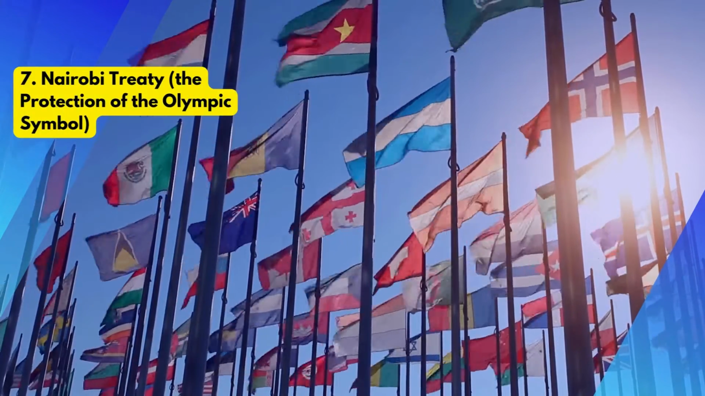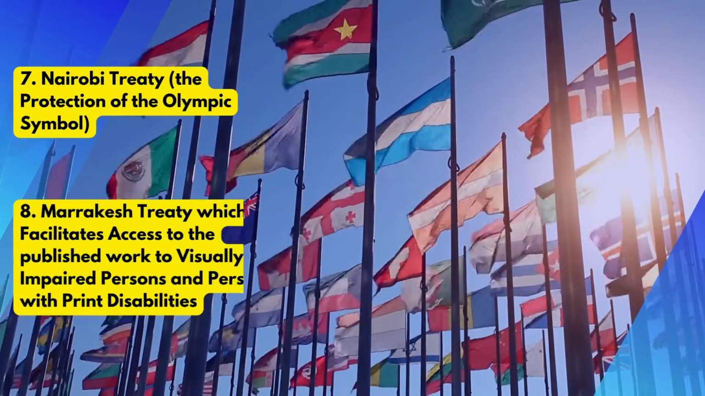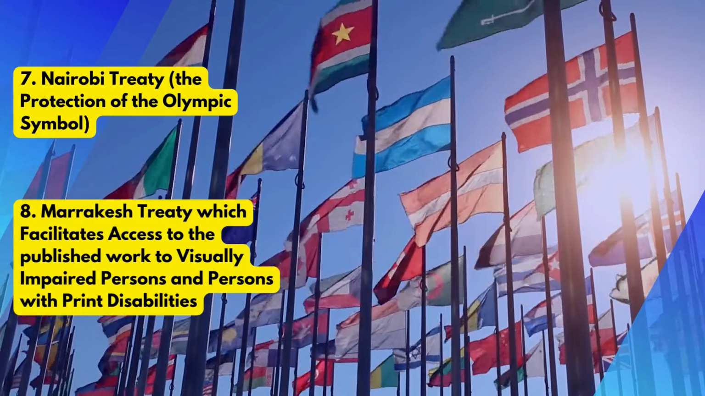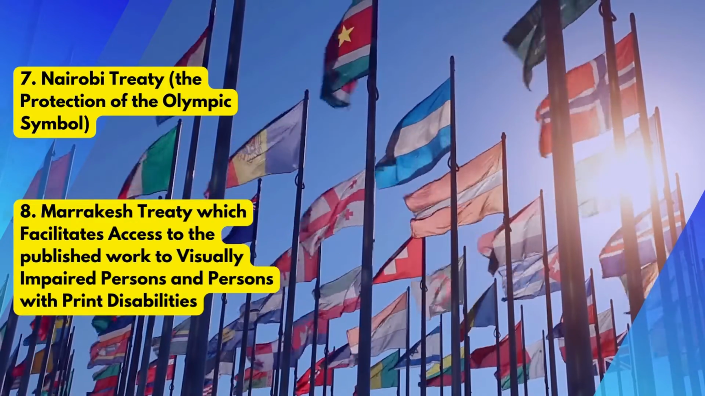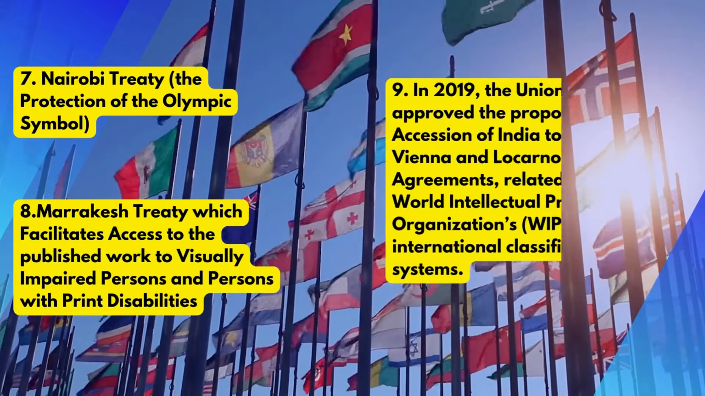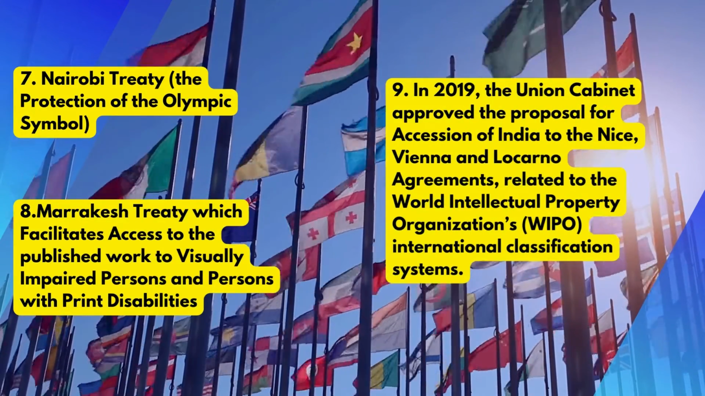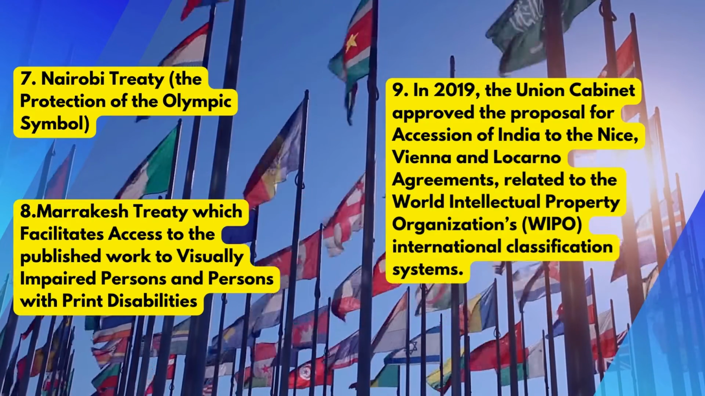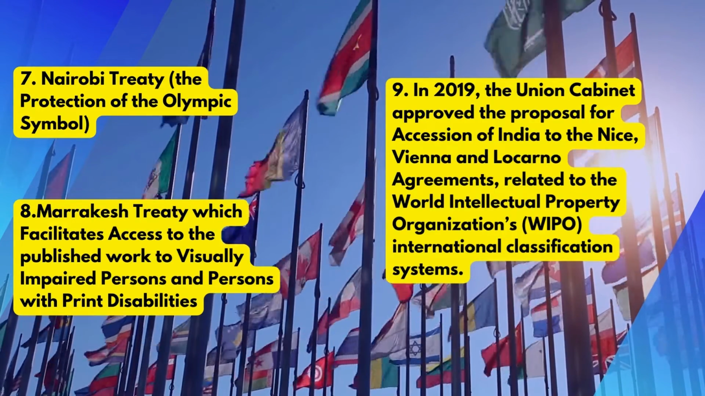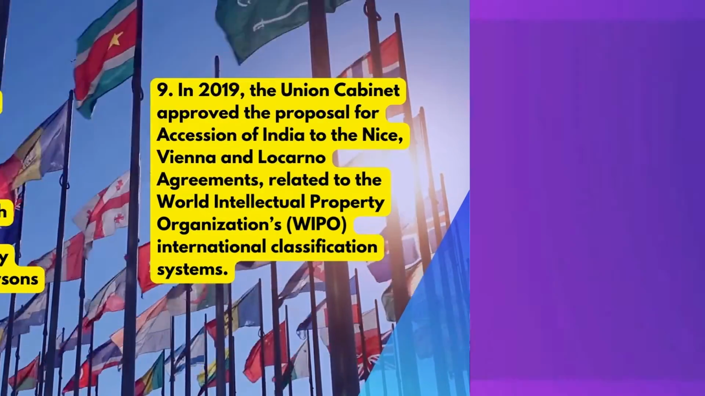Nairobi Treaty, the protection of the Olympic symbol. Marrakesh Treaty, which facilitates access to published work for visually impaired people and persons with print disabilities. In 2019, the Union Cabinet approved the proposal for accession of India to the Nice, Vienna and Locarno Agreements related to the World Intellectual Property Organization's International Classification System.